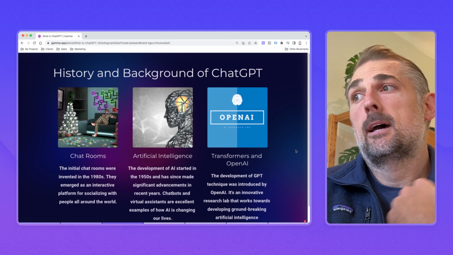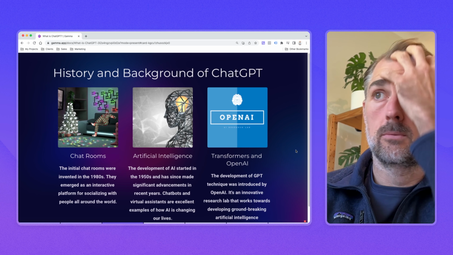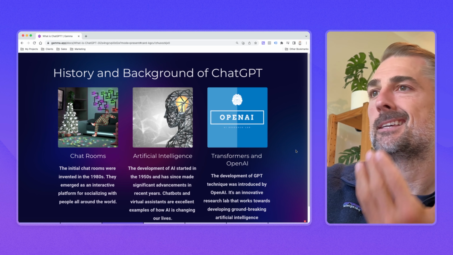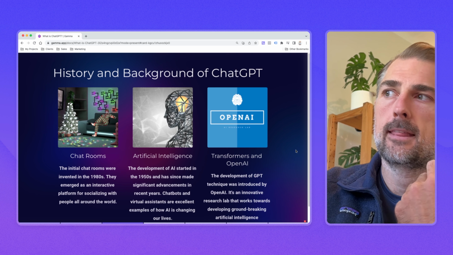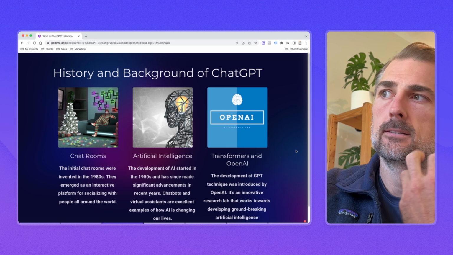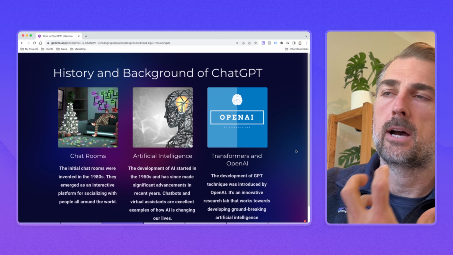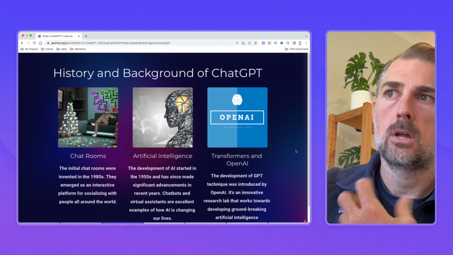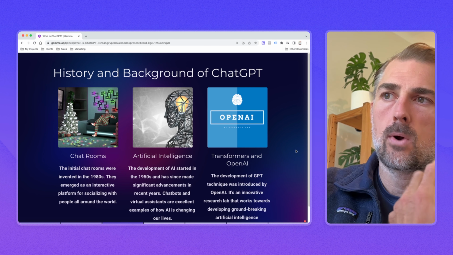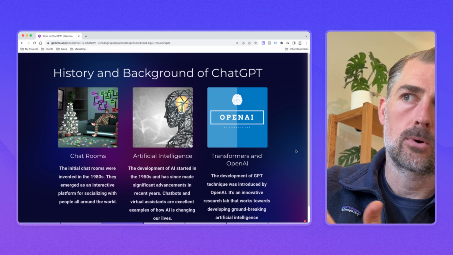So with OpenAI, with the Transformer innovation, and with ChatGPT, we've seen an amazing increase in performance and the ability for that tooling to provide really, really good, really accurate, and quite valuable responses to prompts and queries.